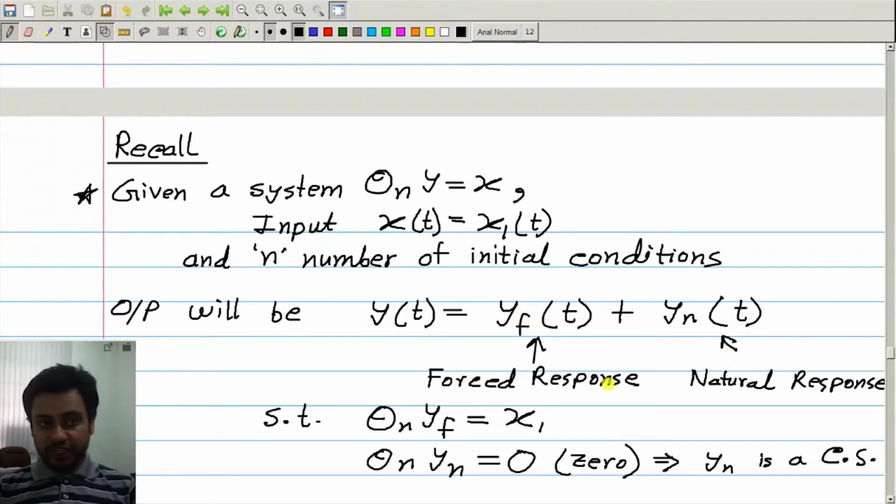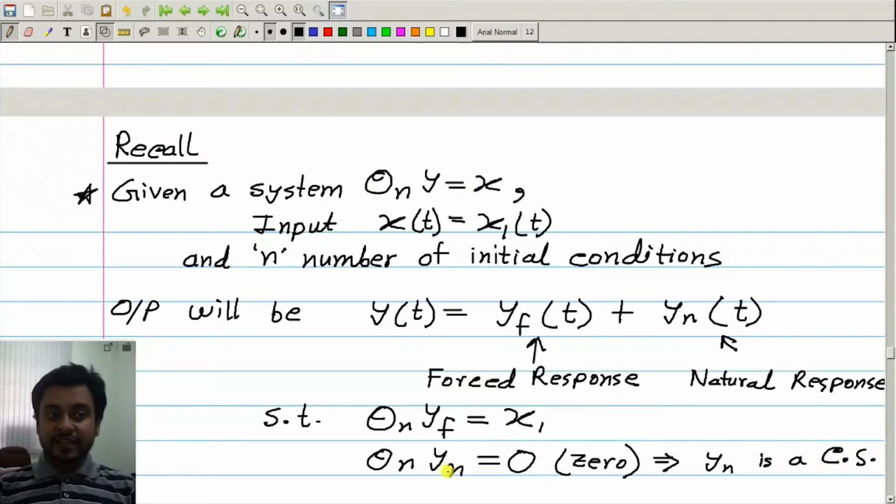One is the forced response, another is the natural response, such that this forced response part will satisfy this equation with the operator on yf equal to input, and the natural response part will give the operator on yn equal to 0. That means yn is a complementary solution of the given differential equation.